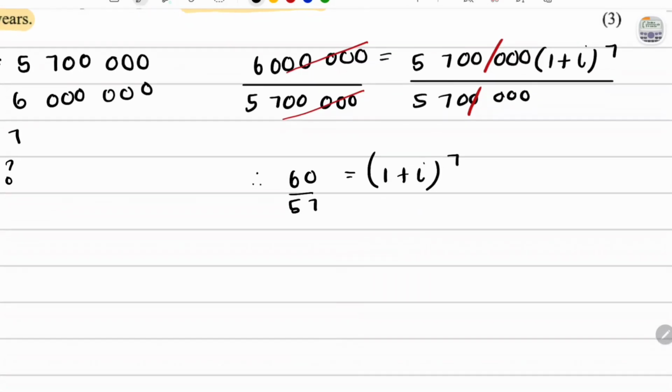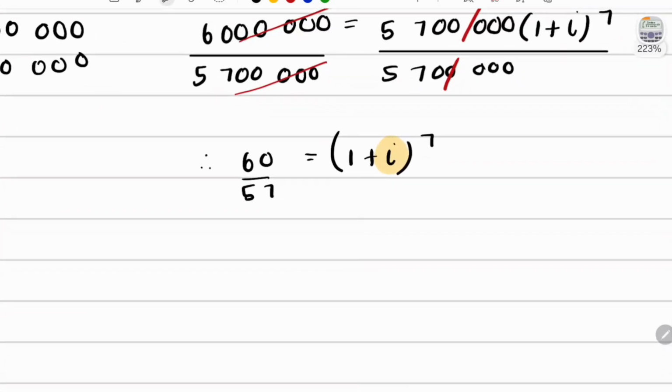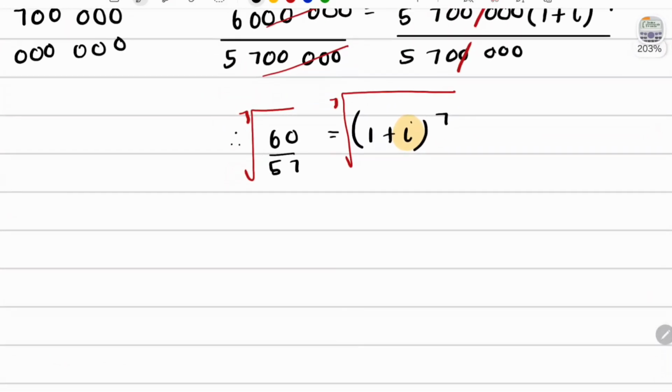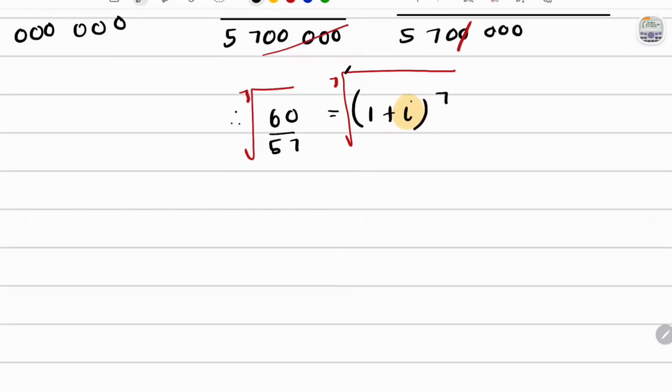Now remember, we're just trying to get to the I. So we need to get to the I by getting rid of the 7. The only way to get rid of an exponent of 7 is to find the 7th root of both sides. Okay, so when we find the 7th root, I'm going to leave that like that so that I don't have to work with decimals. What happens here is this breaks open, and now you have 1 plus I is equal to the 7th root of 60 over 57.